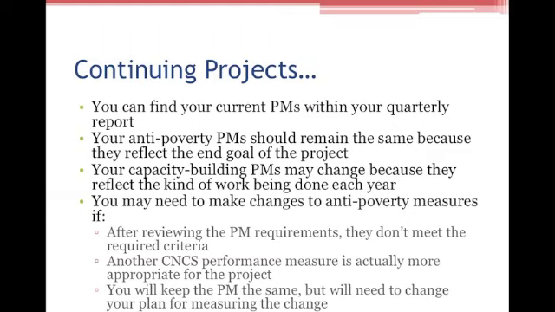Your anti-poverty measures and your capacity building measures, we're going to talk about that a little bit more as we move on. But for those who are continuing, your anti-poverty performance measures should relatively remain the same because they reflect the end goal of the project. So if the end goal of the project is access to care for those who are uninsured, then we wouldn't really expect that performance measure to change, because that's the goal of your project. You're not flipping to, oh, well, we want to do after school programs now. You have this goal of your project, and your anti-poverty measures align with that.